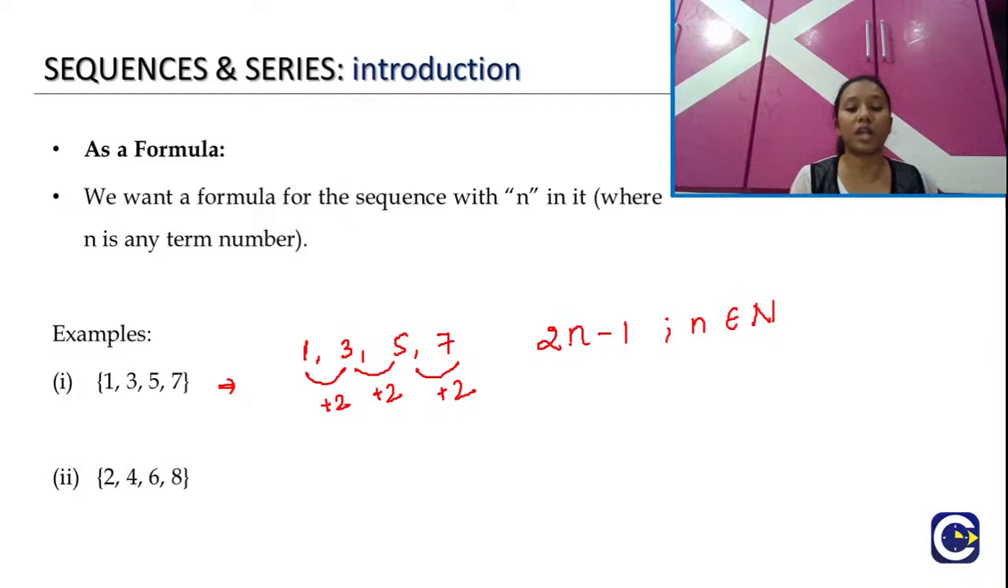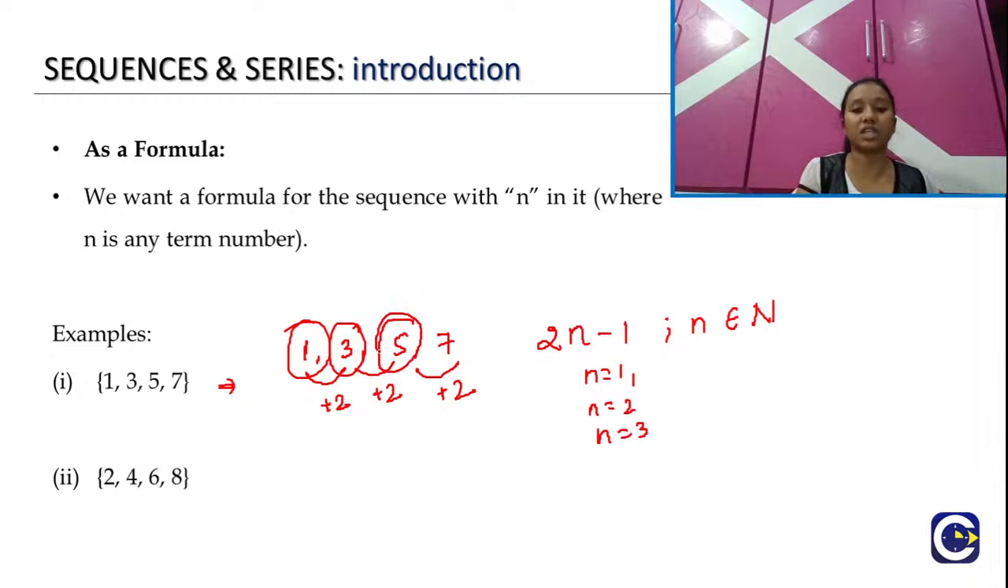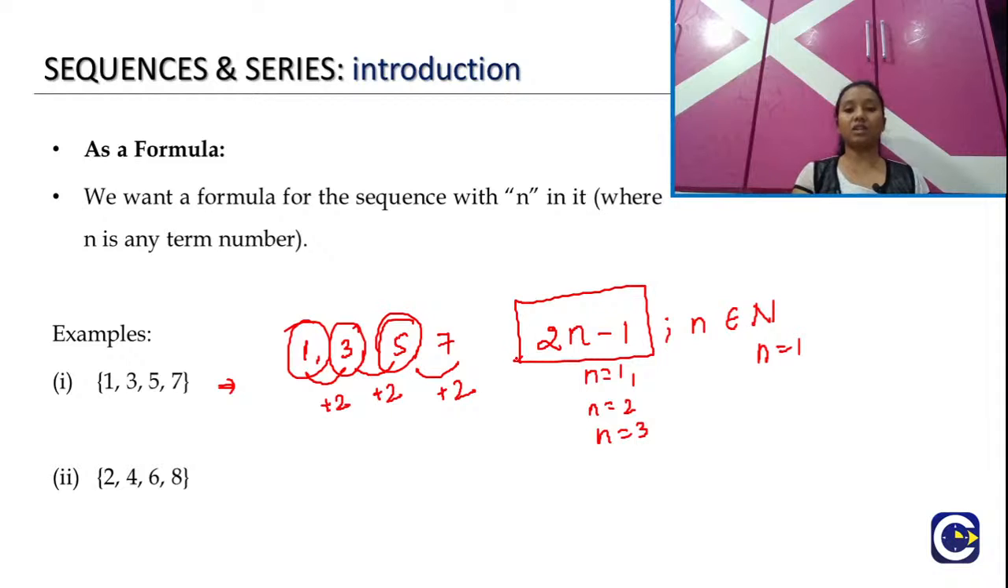If I substitute 1, then it will be 2 minus 1, that is 1. If I substitute 2, it will be 4 minus 1, 3, the second term. So with n equal to 1, it is the first term. With n equal to 2, it is 4 minus 1, 3, the second term. With n equal to 3, it is 6 minus 1, 5, which is the third term. That means in the formula 2n minus 1, n equal to 1 gives the first term, n is 2 the second term, n is 3 the third term.